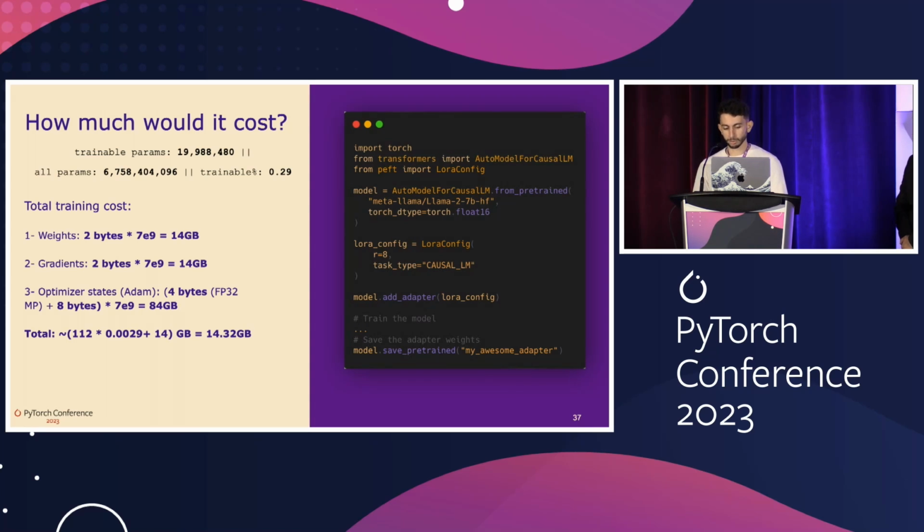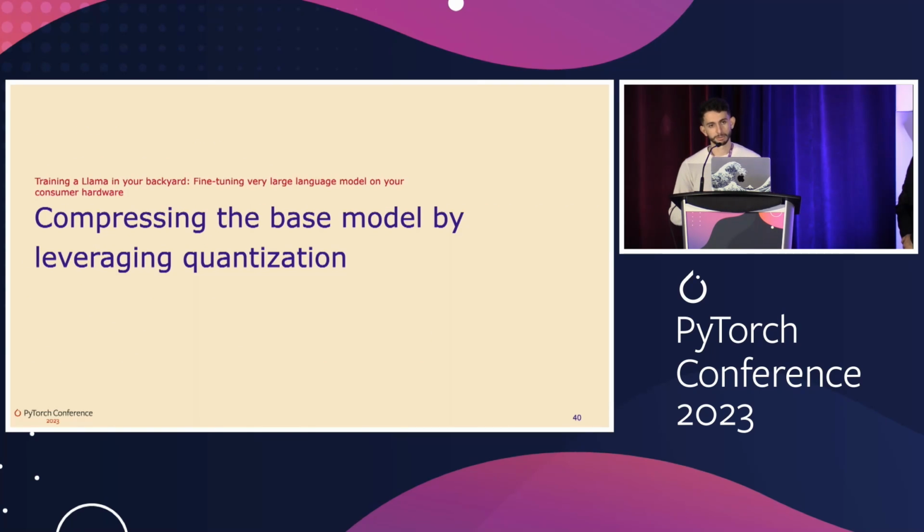But here we'll multiply the 112 by 0.0029, plus the 14 gigabytes for the model weights, which ends up having only 14.3 gigabytes for fine-tuning LLaMA 7B in float16. This is great because beforehand, for full fine-tuning, we were around 112 gigabytes, and now we basically only need approximately 14 gigabytes. This opens up a lot of opportunity for end users. But can we go further? Can we reduce this further and probably reduce the memory requirement for the training setup? We'll see that this is possible by compressing the base model by leveraging quantization.